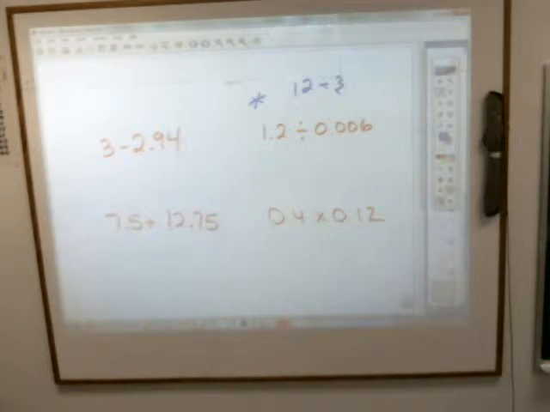Let's see if we can get all 4 of these right. We're going to have you write down your answer, circle it, and pass it to the person next to you, and they'll correct it. We'll see what kind of success percentage we have.